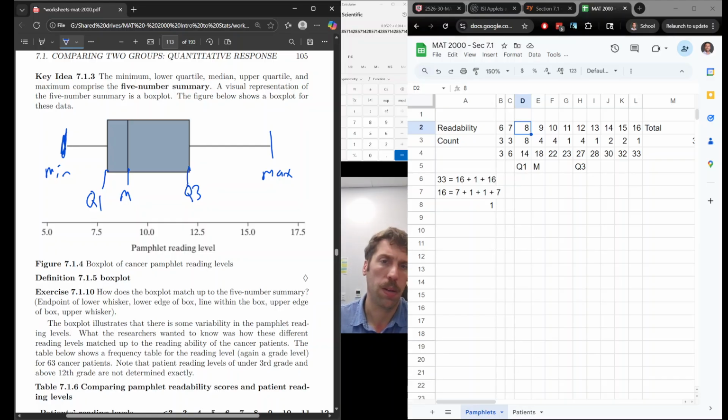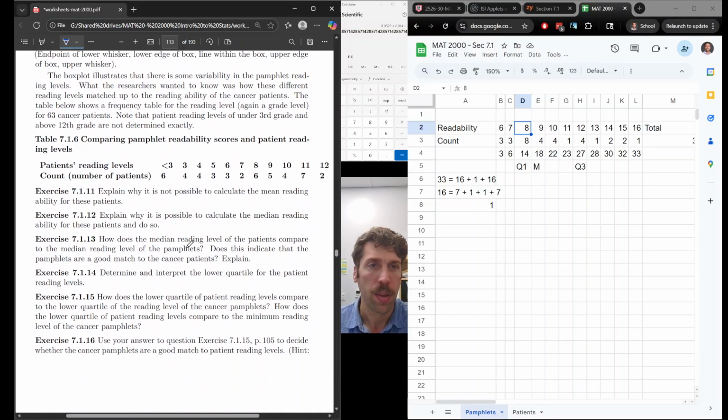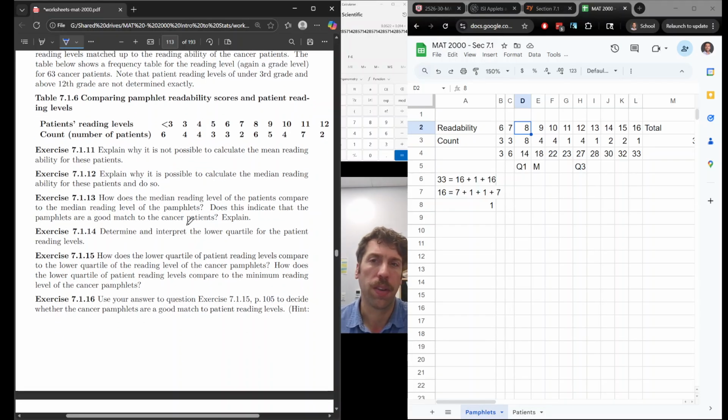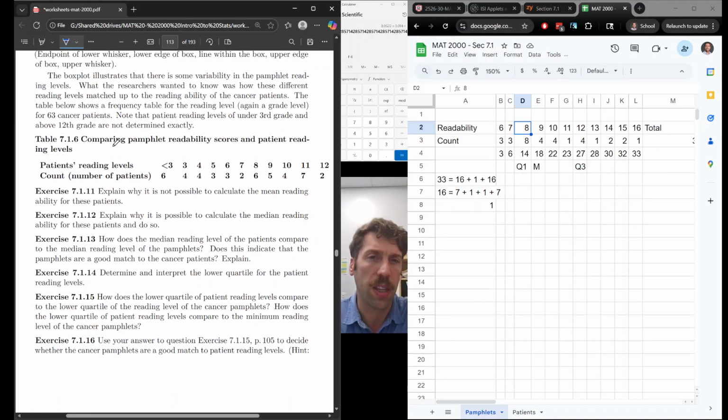So how does the box plot match up the 5-number summary? Well, there we go. They just gave it to you. Like the box plot should match your answers for Q1, M, and Q3. Okay. Now we're given other data compared. So then we also looked at 63 cancer patients, and the researchers looked at their reading ability and kind of put it onto a grade level.